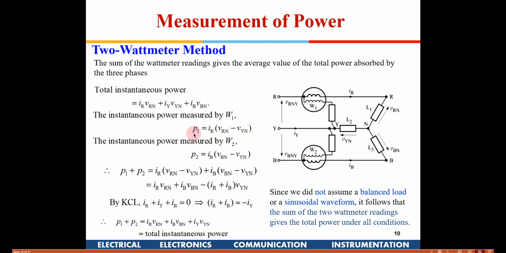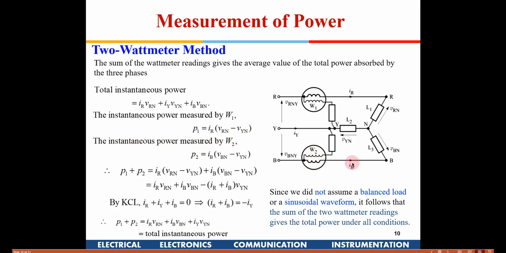Okay, is this understood, Gagan? Where did this equation come from? P1 is equal to IR in bracket Vrn minus Vyn. Yes, sir. Okay.